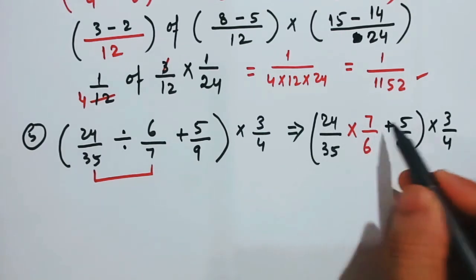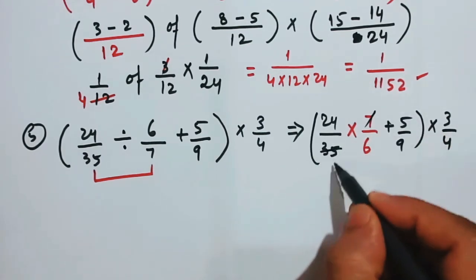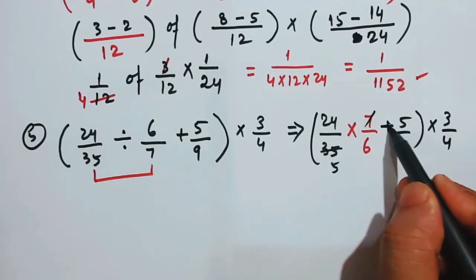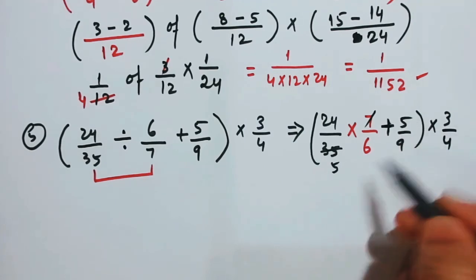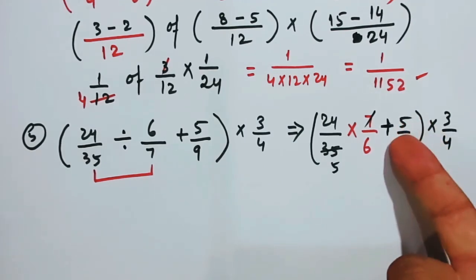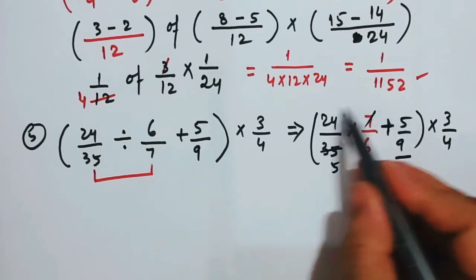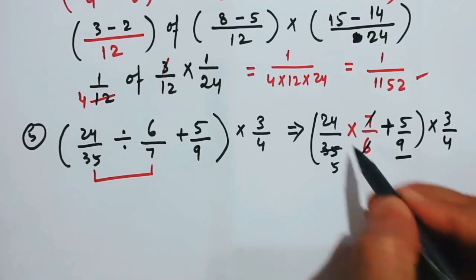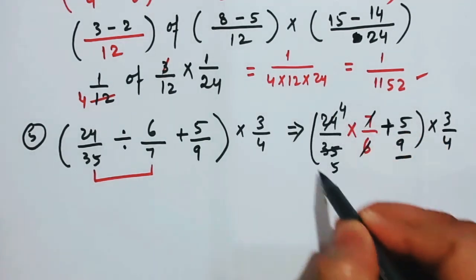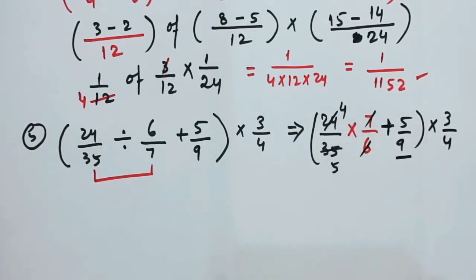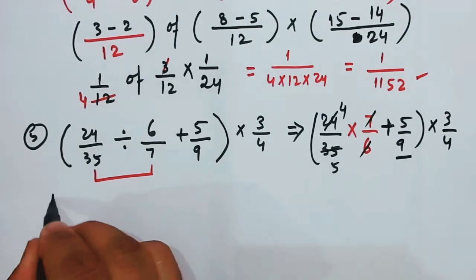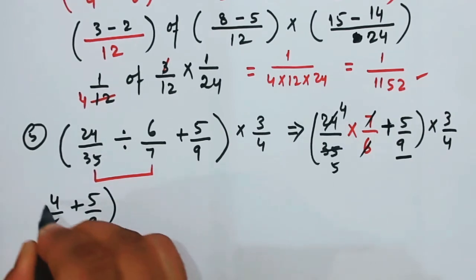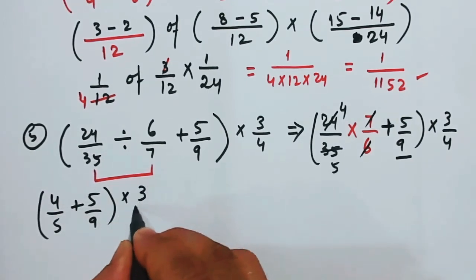So here have a look. 24, will anything cancel? Of course it will cancel. 7 5s are 35. You can cancel only here. This plus this 5 by 9 cannot be cancelled. Of course it cannot be cancelled. You can cancel only when the two fractions are in multiplication form. So 24, 6 4s are 24. So this reduces to 4 by 5. 4 by 5 plus 5 by 9 in bracket multiplied by 3 by 4.